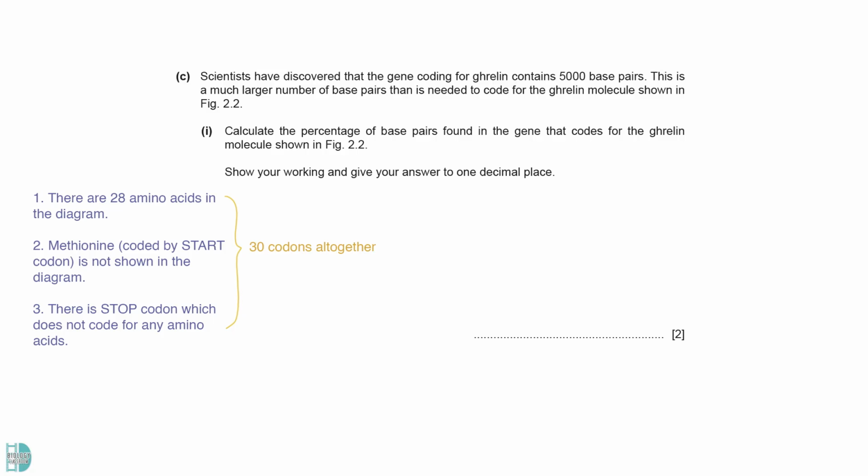Altogether, we have 30 codons. Each codon is 3 base pairs in the DNA. This means there are 90 base pairs in the gene. This is 1.8% of the total of 5,000.